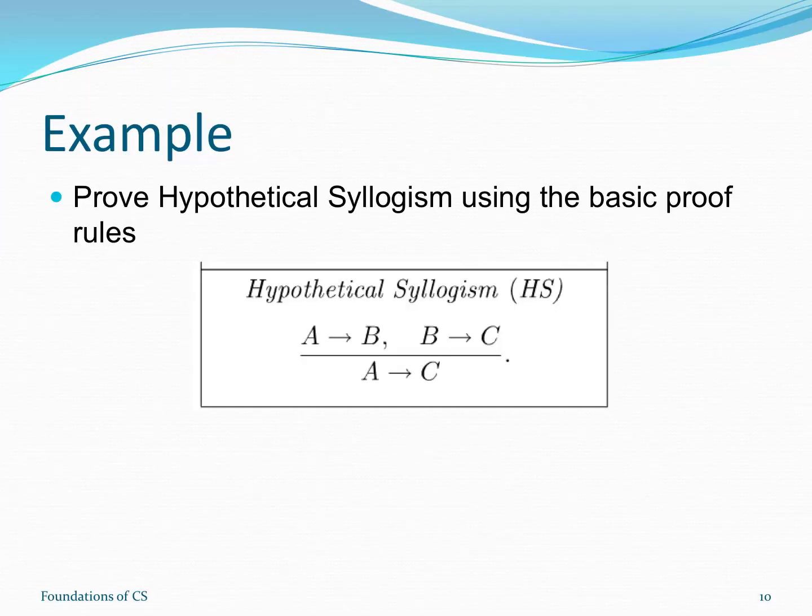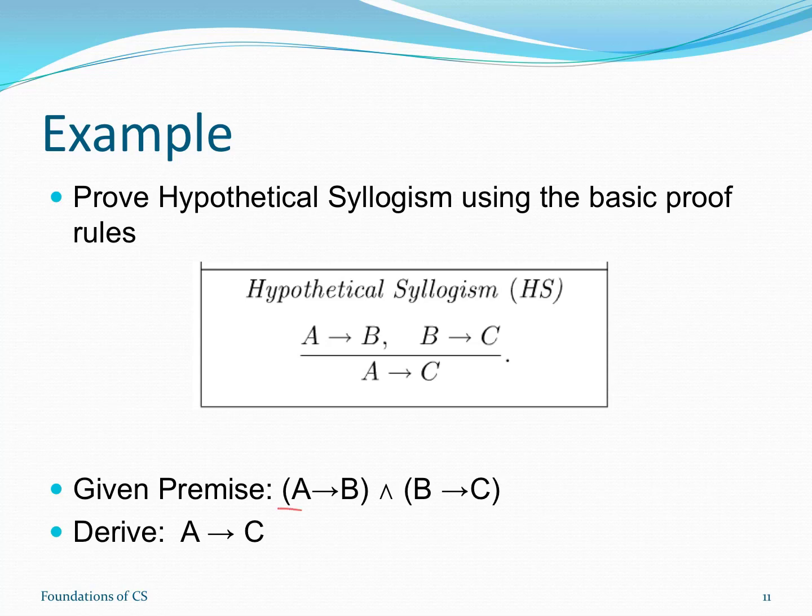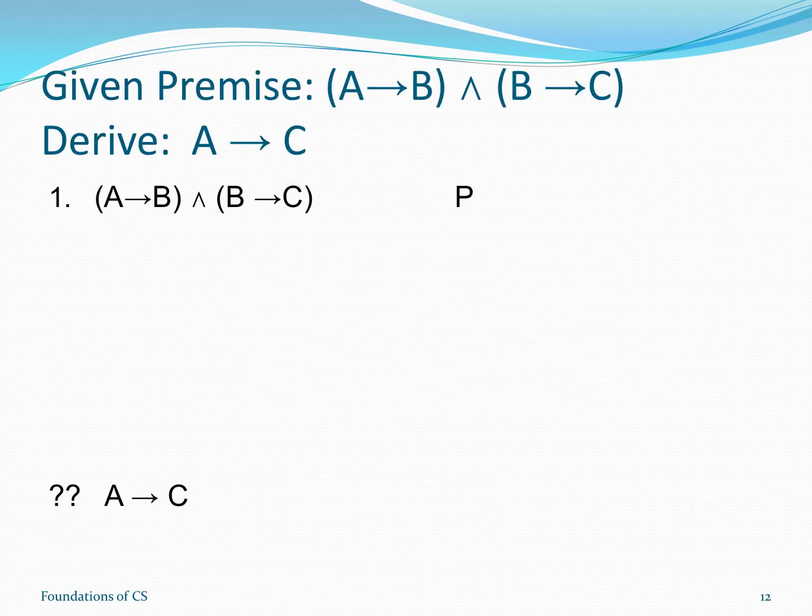Let's prove another one of those derived rules. This time we're going to prove hypothetical syllogism. Again, we've got a premise and what we're trying to get to. So we have the outline of our proof. We have our premise line already, and we have what we're trying to get to at the bottom.